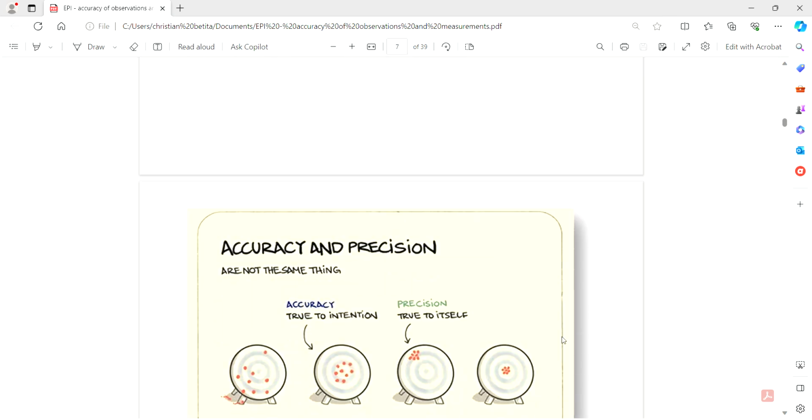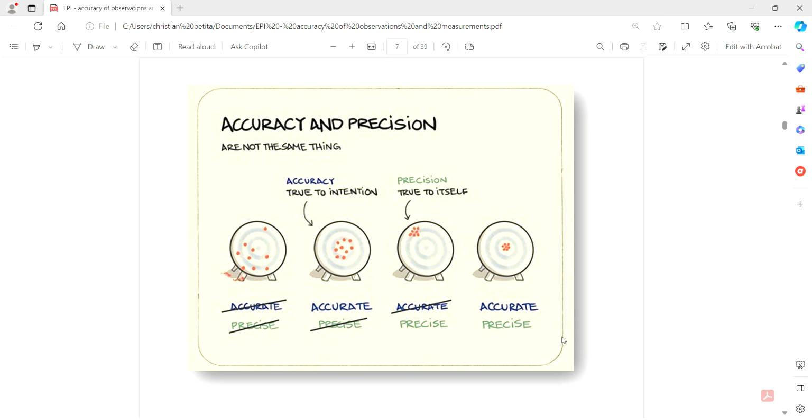Okay. So this is a visual representation of accuracy and precision. We say that the measurement is not accurate, not precise, when the measurements are far from the true value and far away from one another. We say that measurements are accurate but not precise when the measurements are close to the true value but are far away from one another. We say that a set of measurements are precise but not accurate when the measurements are close to one another but far from the true value. And we say that measurements are accurate and precise when they are close to one another and close to the true value.